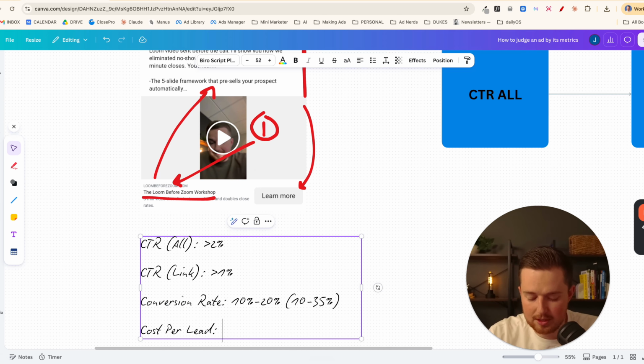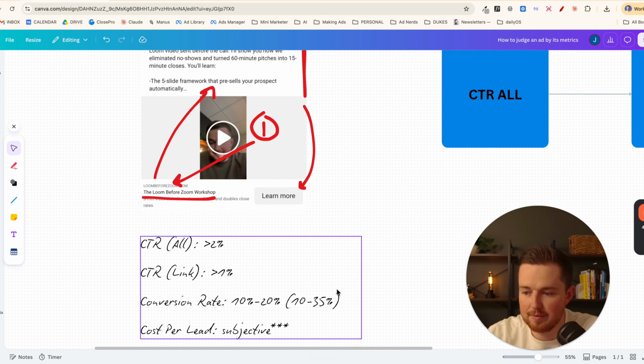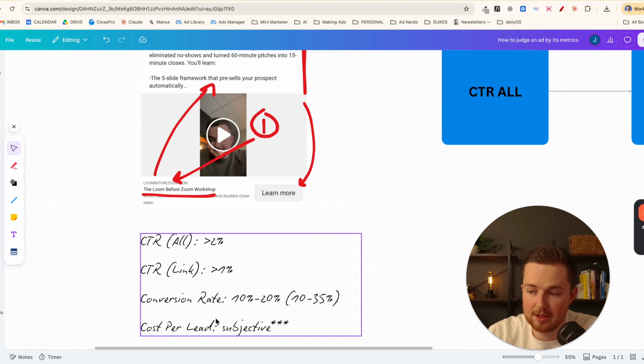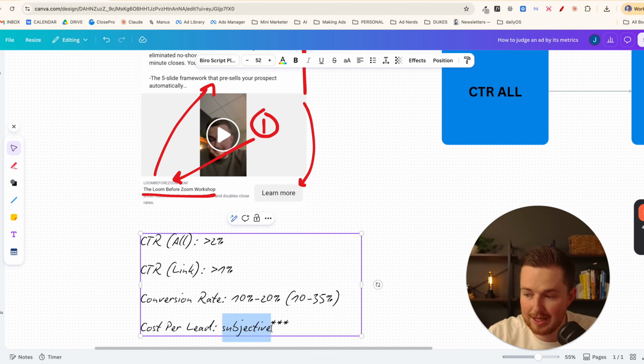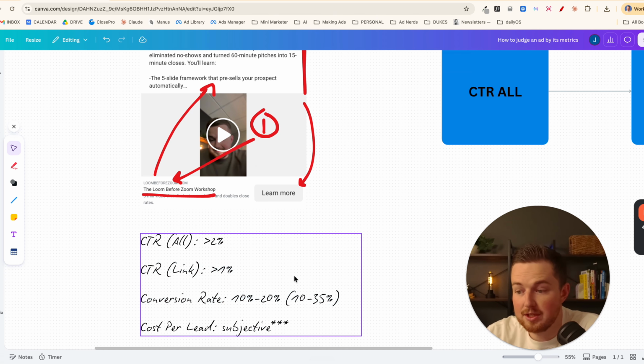And then cost per lead is subjective. It's going to be based off of the industry, the niche, the offer. And it's also, which I'll talk about in just a minute, a lagging metric.